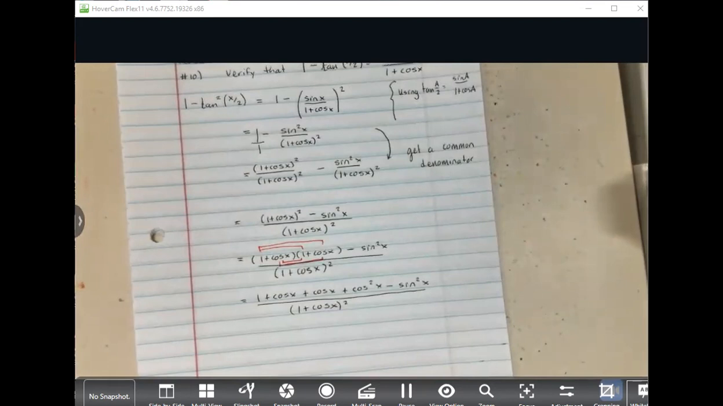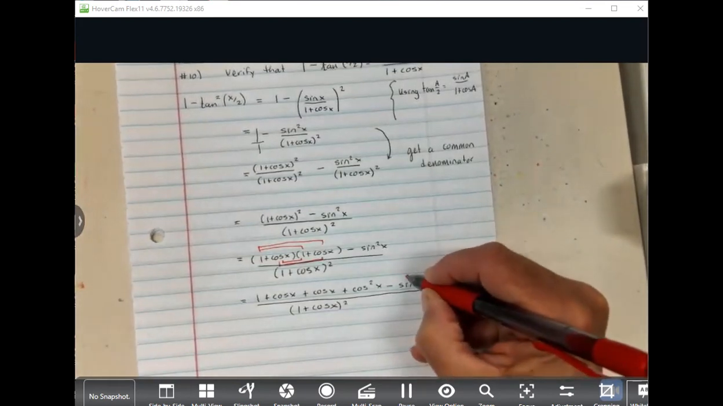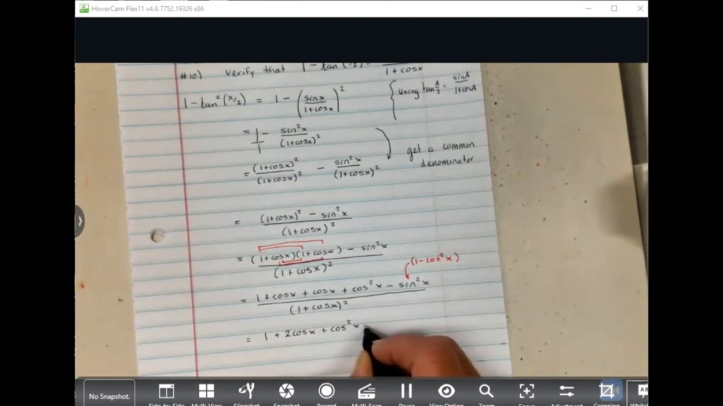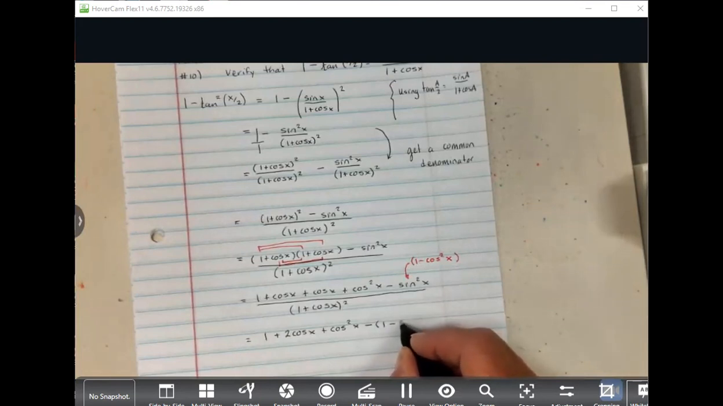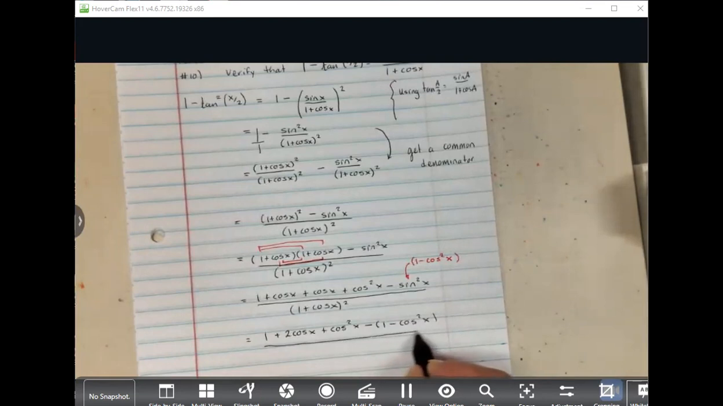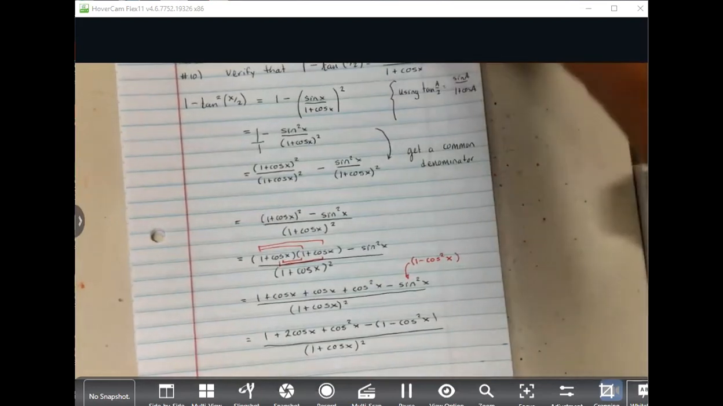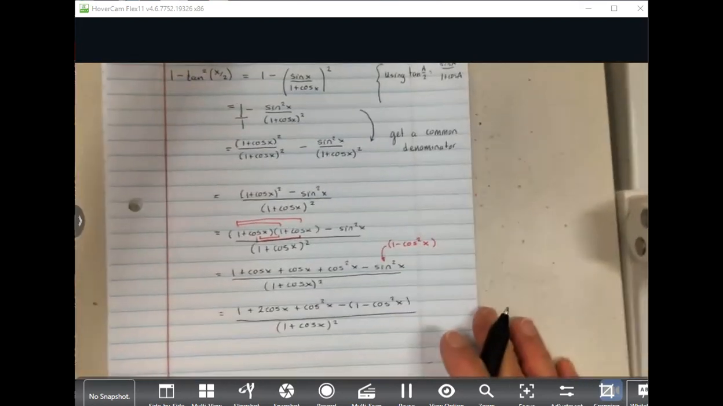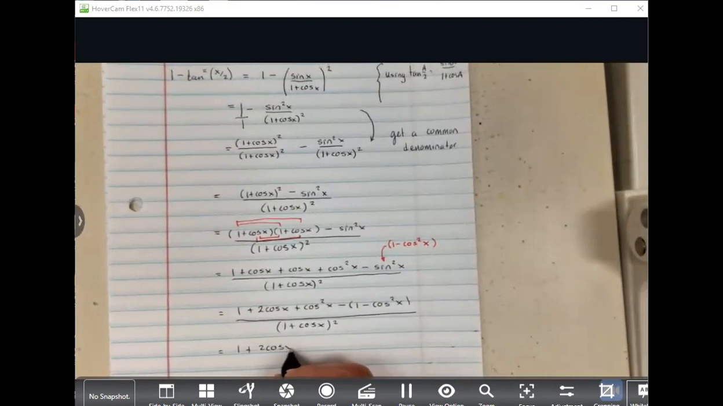What I'm trying to work towards doesn't have any sines in it. So at this stage in the game, I'm going to replace sine squared with 1 minus cosine squared. That's the Pythagorean identity. So I'm going to put a 1 minus cosine squared back here. So I have 1 plus 2 cosine of x plus cosine squared of x minus, now I'm going to put that in parentheses, 1 minus cosine squared of x. In the next step, I'm going to take those parentheses off and distribute this minus sign through those two terms. And so we have 1 plus 2 cosine of x plus cosine squared of x minus 1 plus cosine squared of x all over this.